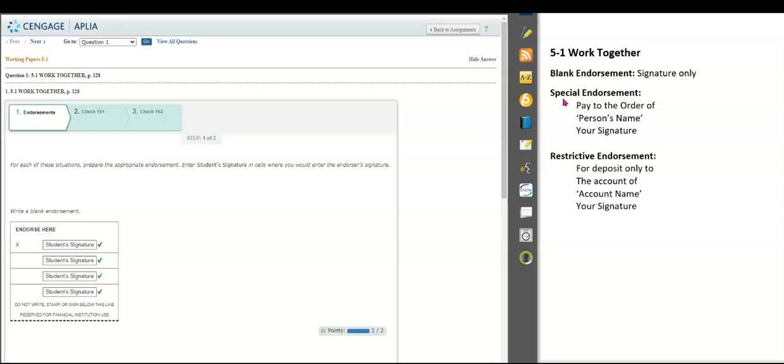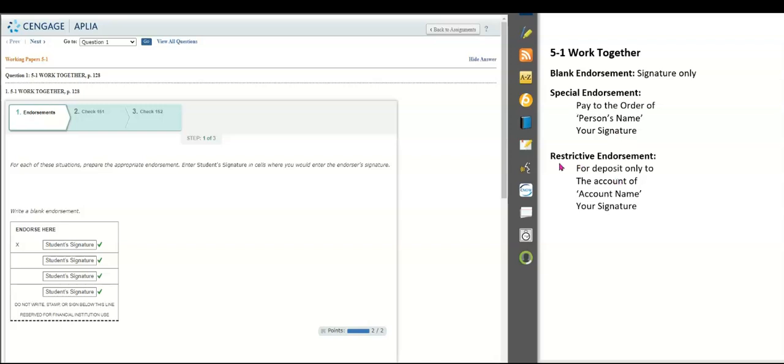You can have a special endorsement where you specifically say to pay a different person. So basically it's like somebody wrote a check to you, but you want to turn this check over to someone else. So instead of depositing it in your name and then having them go and deposit the check, you can write on the back of the check pay to the order of whoever else you want to have your check, and then you sign your name, okay?